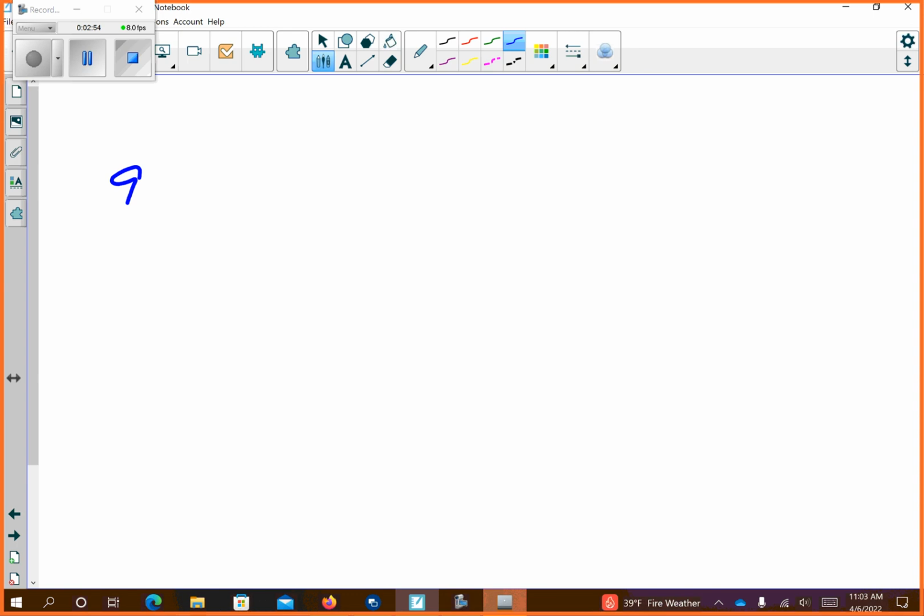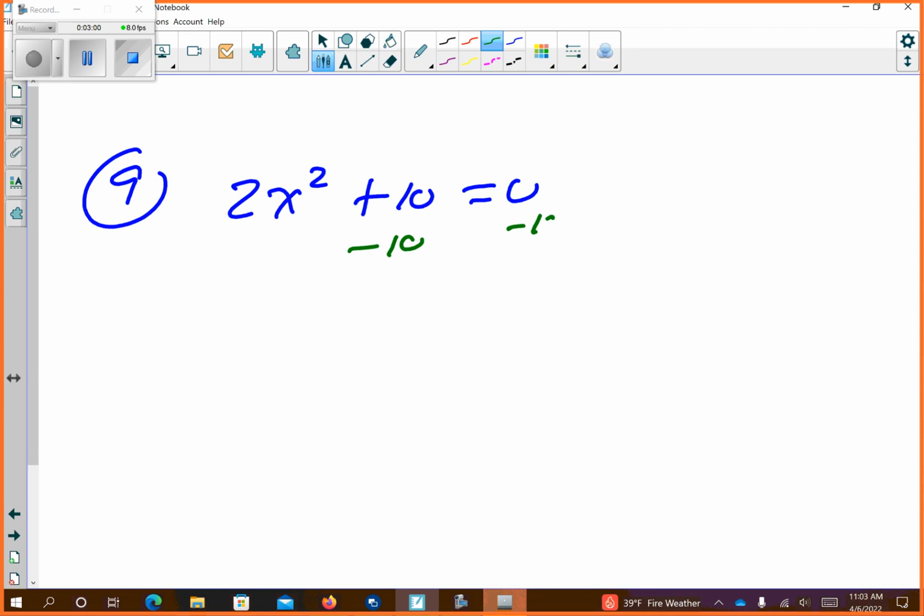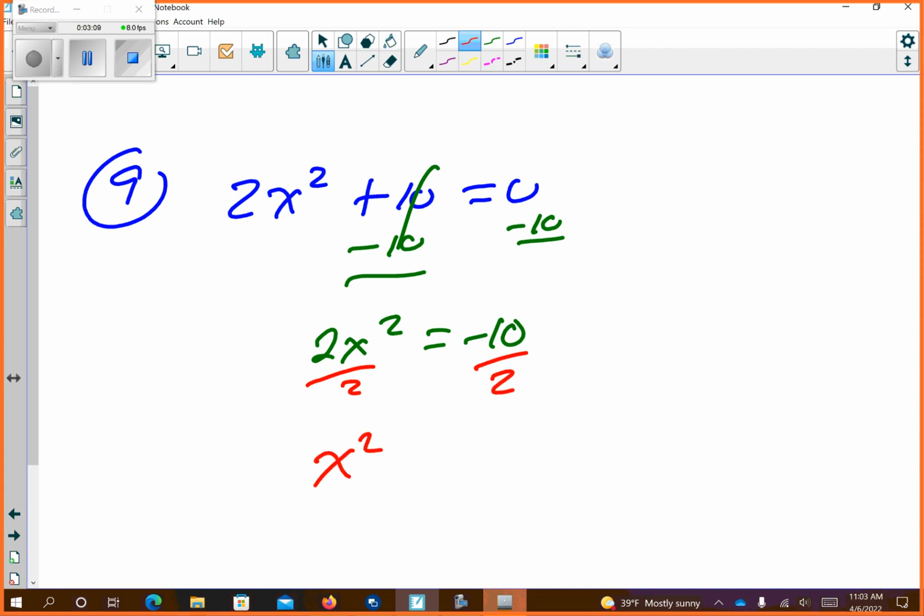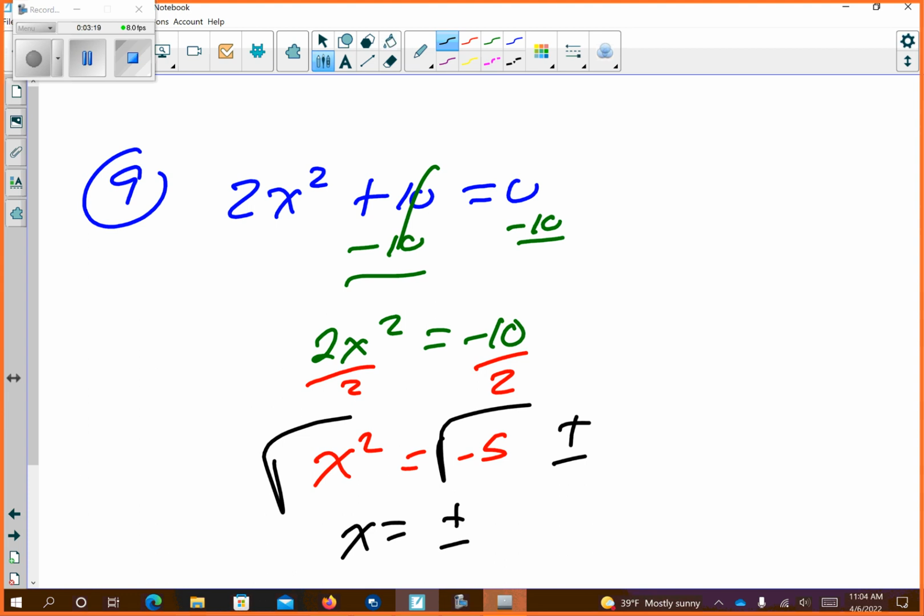Number 9, I get 2x squared plus 10 equals 0. Let's get x squared alone. So subtract 10 from both sides. Those cancel. X squared equals negative 5. Root, don't forget the plus minus. Now we have an imaginary number, so we have plus or minus i. I cannot break down square root of 5, so it's plus or minus i root 5.